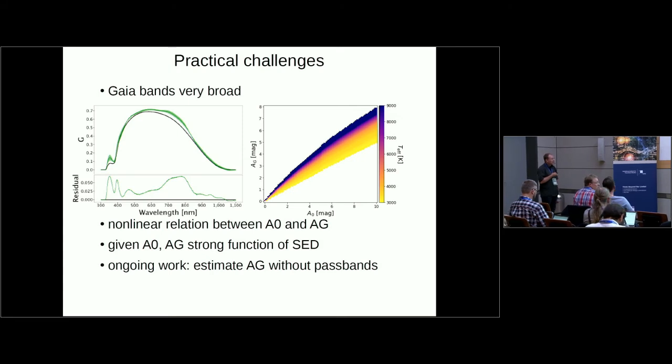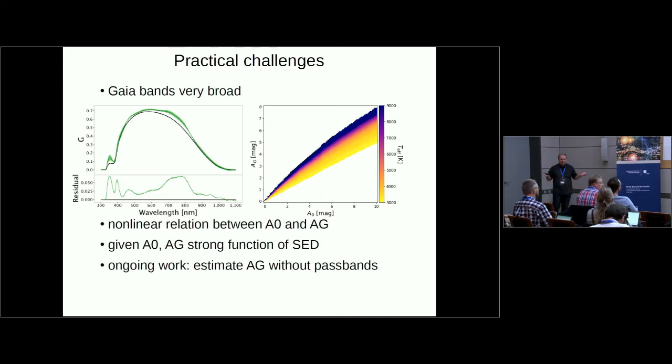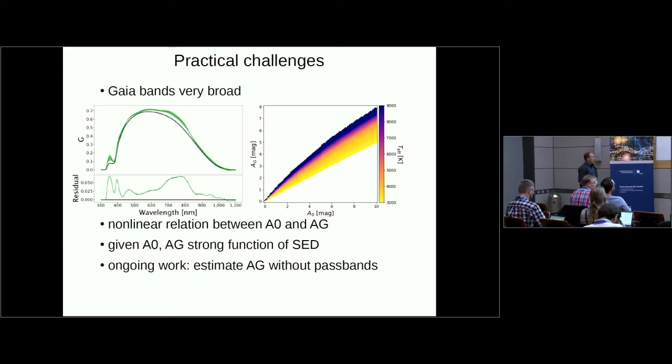We are trying to find a way to estimate the extinction in the Gaia G band without actually using the passbands, which we don't have. I mean, we don't have passbands that are good enough to allow us to do that. And only when we can do that are we able to do empirical training, because without extinction labels, we are missing one of the most important labels, so we cannot train empirically.